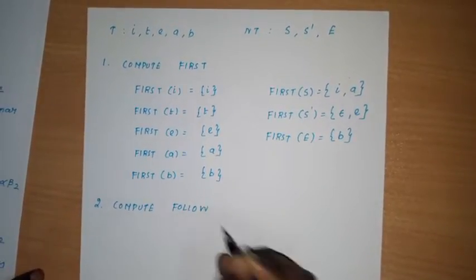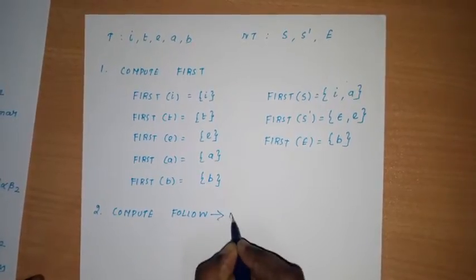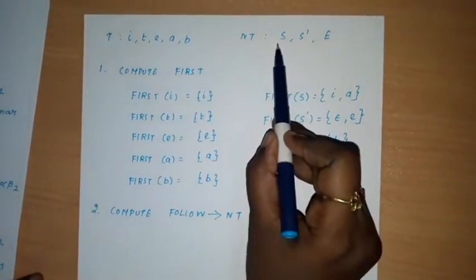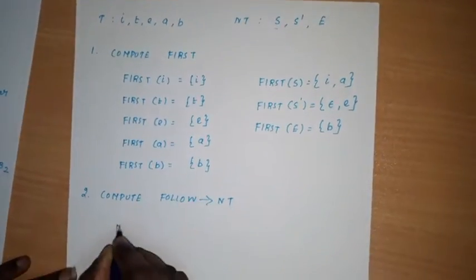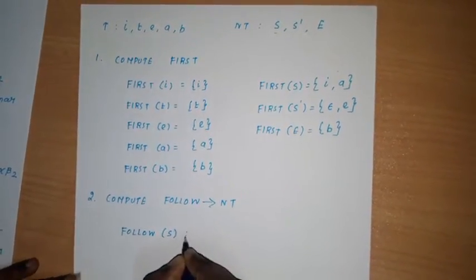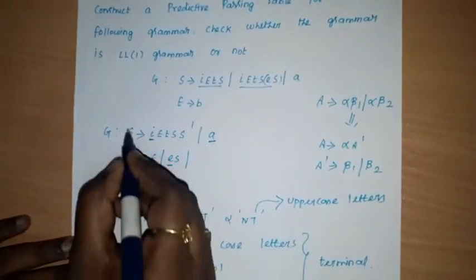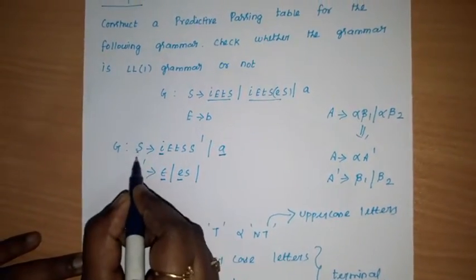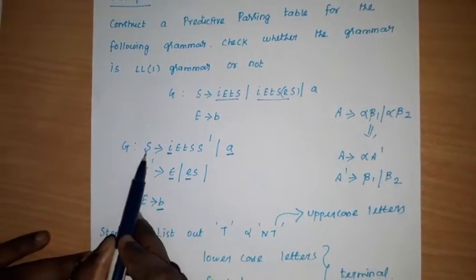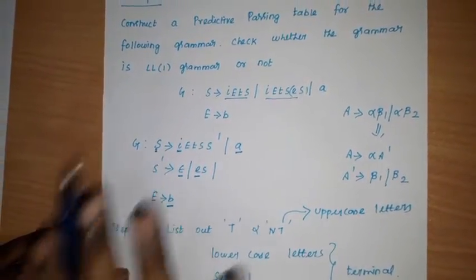Compute follow. I already told we have to find follow only for non-terminal symbols. Here there will be only 3 non-terminals. So first find out the follow value for the start symbol. The start symbol is nothing but the head of the production. The first production's left side symbol is the start symbol. Here S is the start symbol. This is the first production. This is the head of the production.